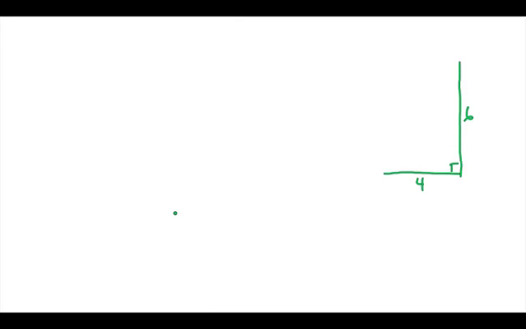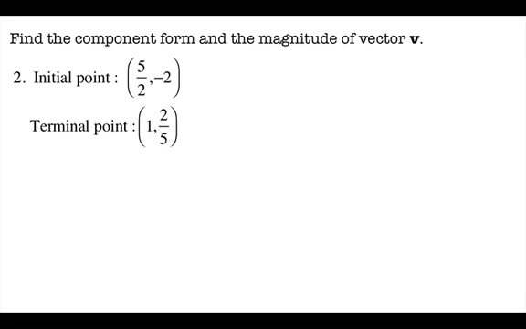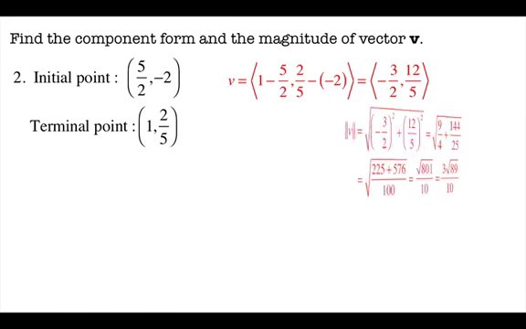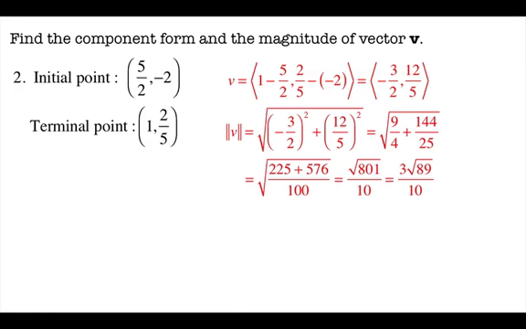Let's move on to number 2. Same directions, initial point, terminal point. Technically, if you just go through the formula, this is what you get. Nothing too complicated. To compute the magnitude, you're going to be working with fractions, but it should be no problem. And this is what you get for the magnitude. 3 radical 89. And 801, just so you know, is 9 times 89. And that's how we get this answer over here, or the numerator of the answer. Next slide.